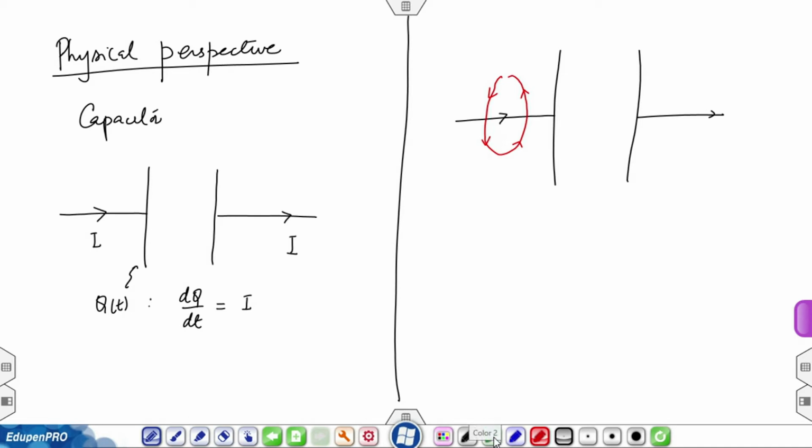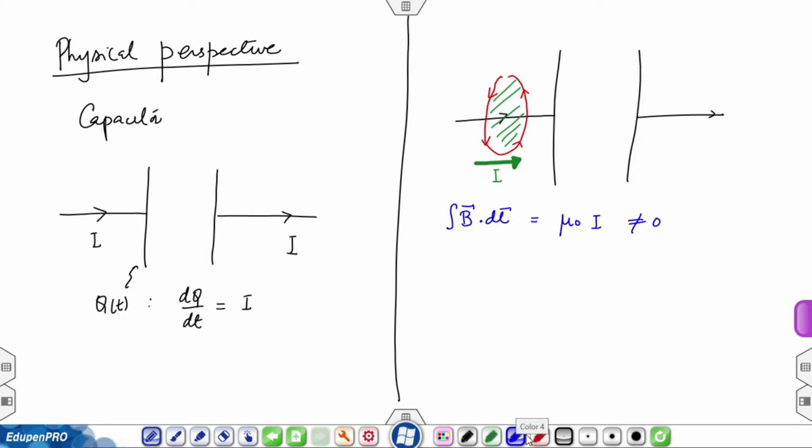If I look at this area of the loop, then current I is passing through it. So, there is this current I which is passing through it. If I take B dot dl across this loop, this is going to be mu naught I, which is not equal to 0.